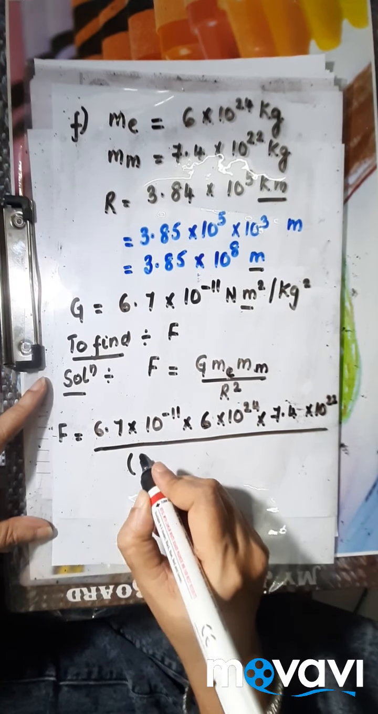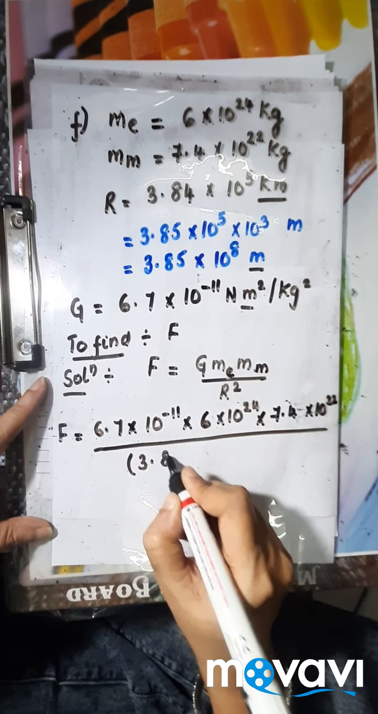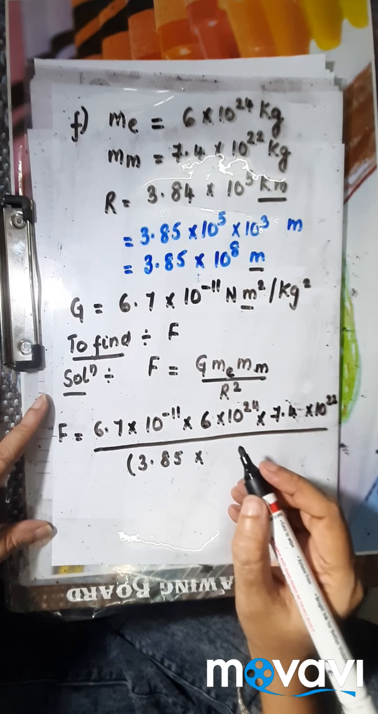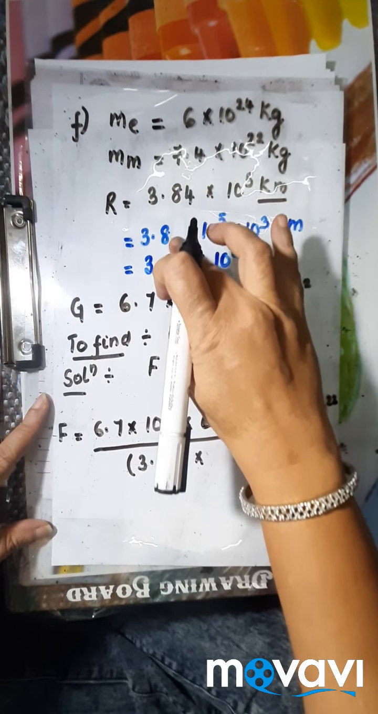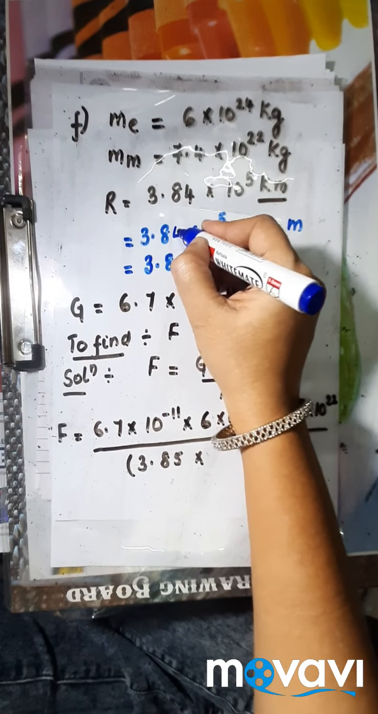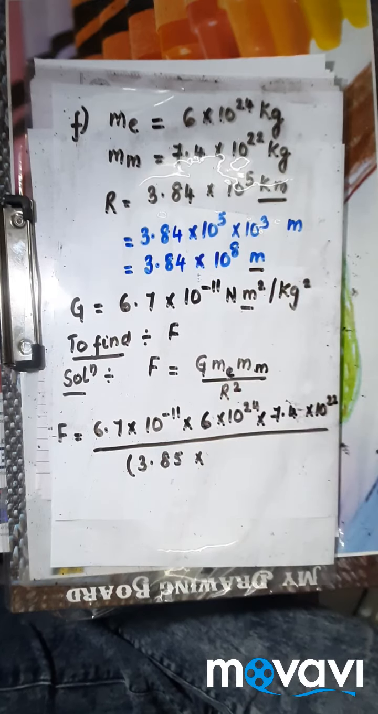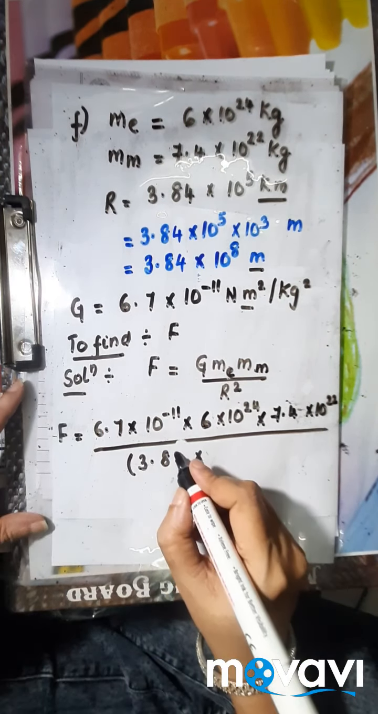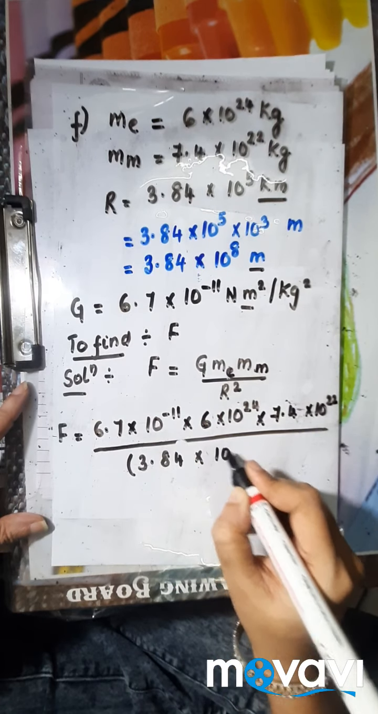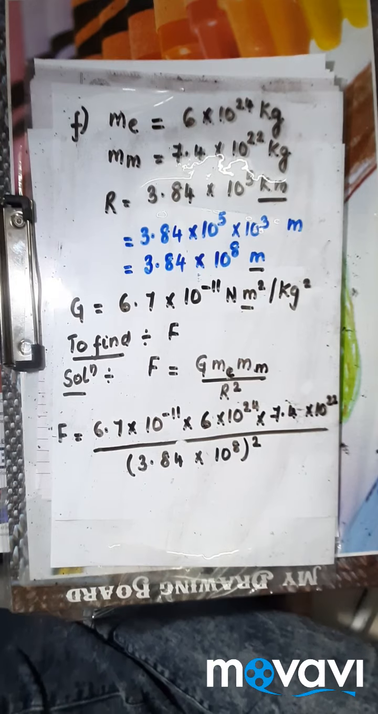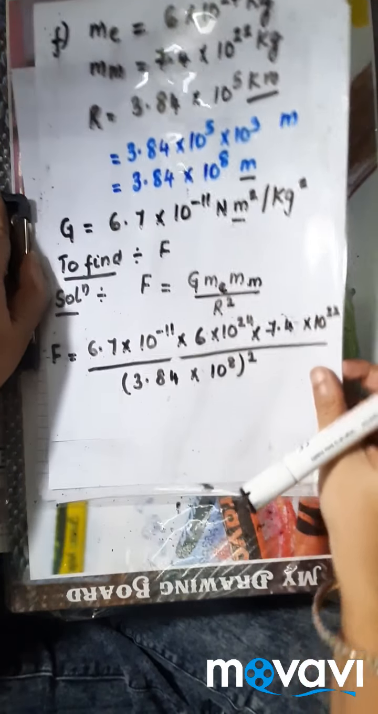that is equal to 3.84 multiplied by 10. This is 84 and not 85. I don't know why I made it 85. It's 3.84, sorry, right? Multiplied by 3.84, into 10 raised to 8, the whole square. Now this is a little difficult calculation, right?